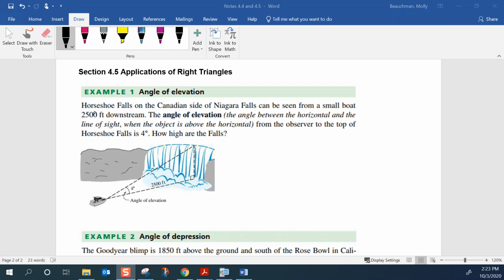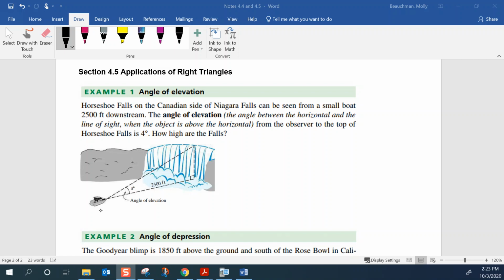So we have Horseshoe Falls on the Canadian side of Niagara Falls can be seen from a small boat 2,500 feet downstream. The angle of elevation, which is the angle between the horizontal and the line of sight when an object is above the horizontal, from the observer to the top of the Horseshoe Falls is 4 degrees. How high are the falls?